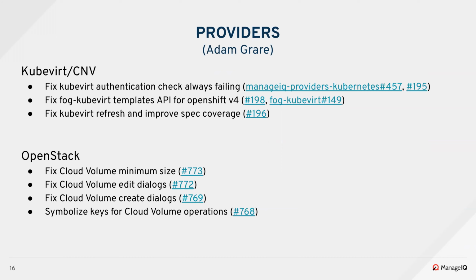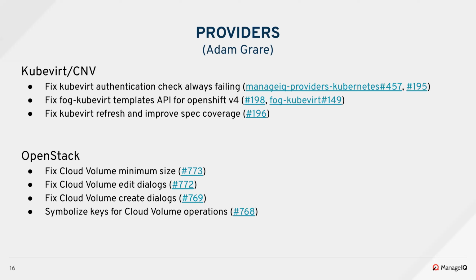There was also an issue with the templates API in fog-kubevirt. It was only working with the OpenShift version 3 style, which was /oapi, as opposed to OpenShift 4, which has API groups. So I fixed that up. So now you can use the KubeVirt provider with OpenShift v4.